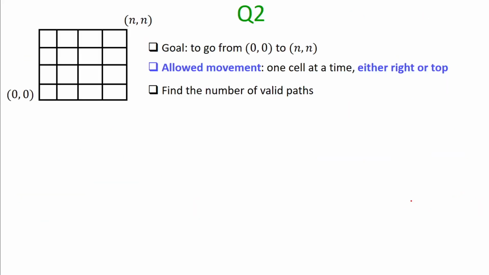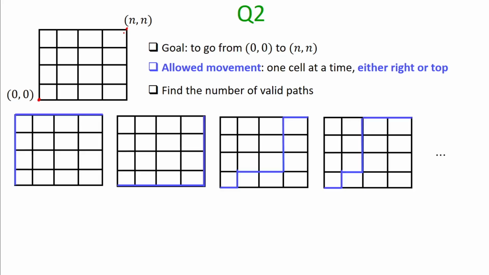Okay, in question 2, you are given the following. You are given a square grid where you have the coordinate 0, 0, and you want to go to the coordinate n, n, and you have cells here, and the only movements which are allowed to you is that you can, at a time, go one cell either to the right from the current cell or to the top of the current cell, and you have to find out the number of valid paths.